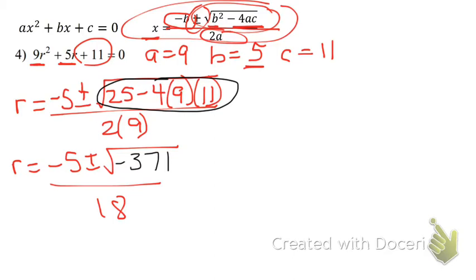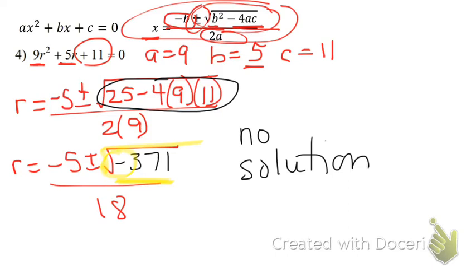Underneath the radical, we have a negative number, and you can't take the square root of a negative number. So as soon as the number under the radical is negative, you stop, quit working, go, aha, I got an easy one. The answer is now no solution, because you can't take the square root of a negative number.